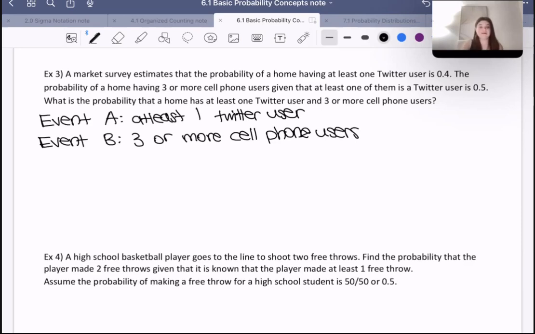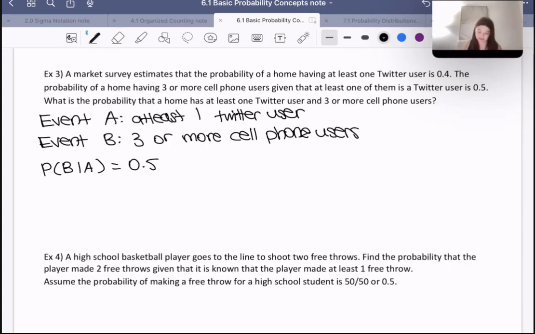Well, what is the probability of event A occurring given that event B has occurred? Well, let's see. The question says the probability of a home having 3 or more cell phone users, so event B, given that at least one is a Twitter user. Oh, I've done this backwards. My apologies. The probability of event B happening, 3 or more cell phone users, given that A has already happened, there's at least one Twitter user, is 0.5. It tells us in the question.